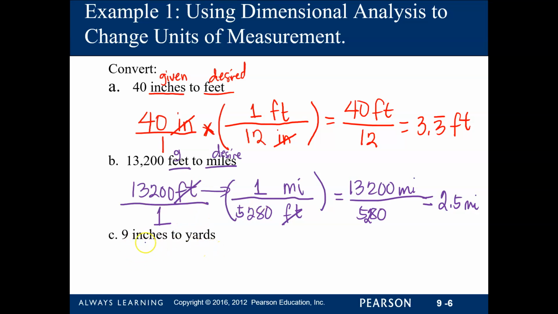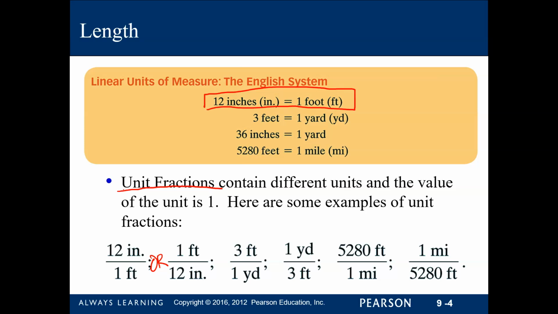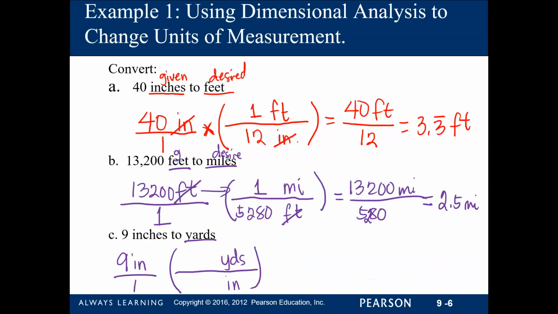So let's take a look here. We are given 9 inches. Again, that's 9 over 1. So where do you put inches? Inches goes in the denominator, and our desired is yards. Now, if you go back to the table of conversion, we do have inches and yard. So that's 36 inches to 1 yard.